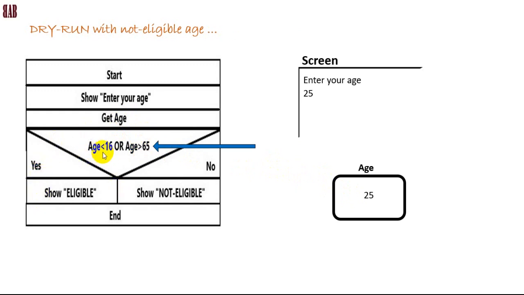So let's see. Age less than 16. Is it less than 16? No. This 25 is more than 16. Age greater than 65. Age is 25. Is it greater than 65? That is also no. So this is false, this is false. Therefore, the entire thing evaluates to false.